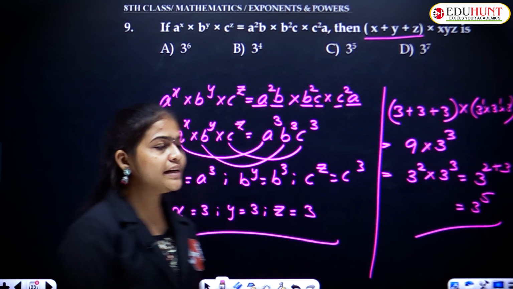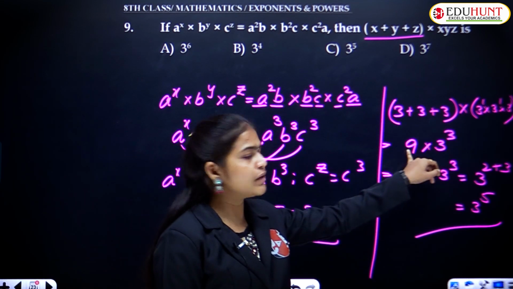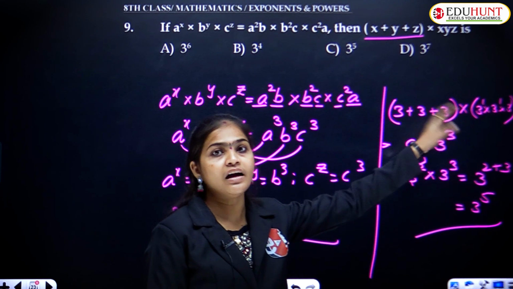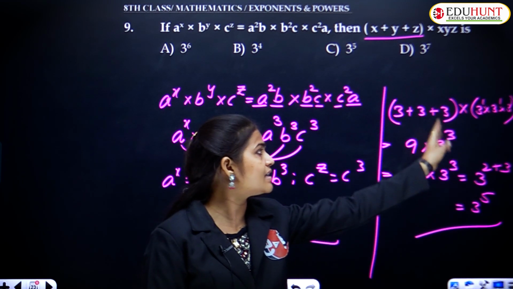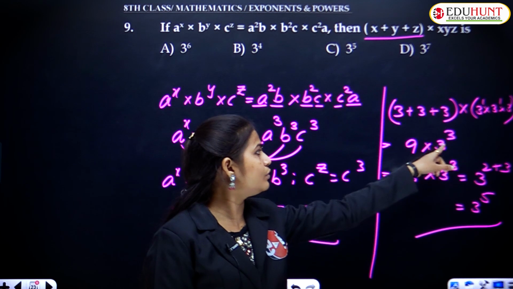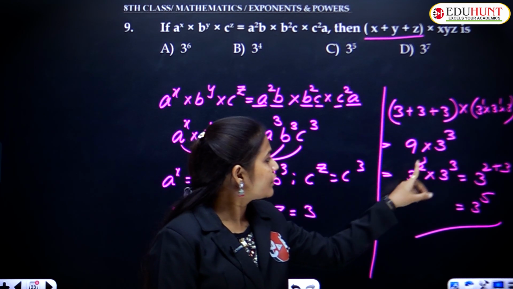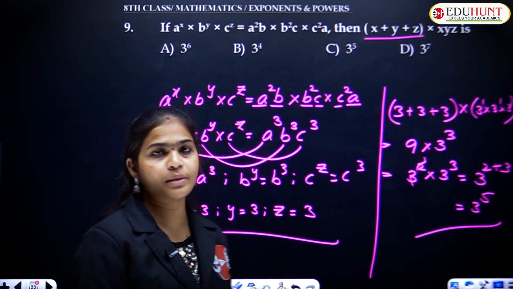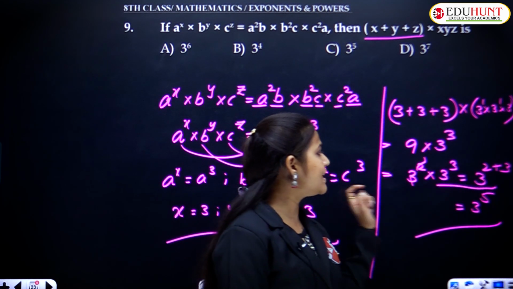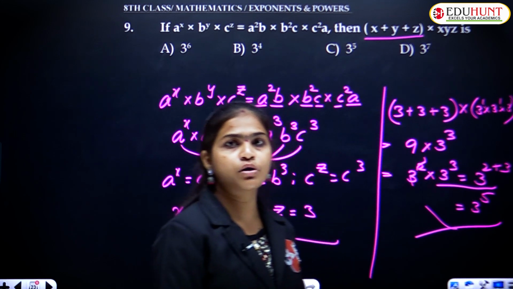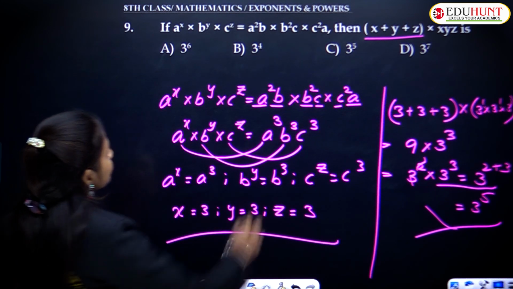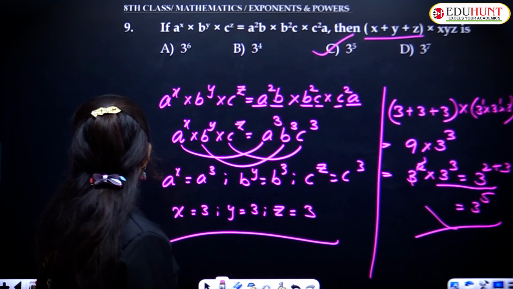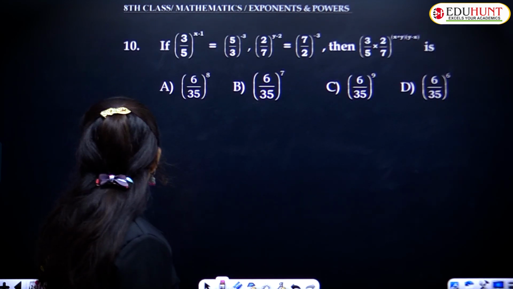So what formula did we apply here? First 3 plus 3 plus 3 is equal to 9. So 9 we can write as 3 square, into 3 into 3 into 3. How many times is 3 there? 3 times there. So that is 3 cube. So 9 into 3 power 3 is equal to 3 square into 3 cube, which is equal to 3 power 2 plus 3. So the formula a power m into a power n is equal to a power m plus n we used. So finally we got the value as 3 power 5. Okay, so option C is true here. Understand? So let us see the 10th question, and this is the final question.